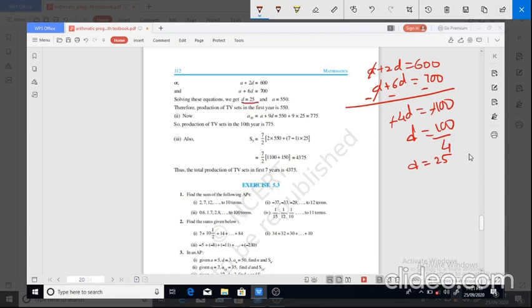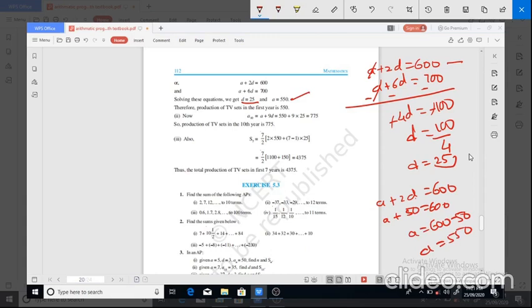So here the d value is 25. What is the a value? Put the d value in this equation. So a plus 2d is equal to 600. Okay, d is 25 now. So 25 into 2, 50. a plus 50 equal to 600. So a equal to 600 minus 50. So then a equal to 550. So observe this, a is equal to 550.